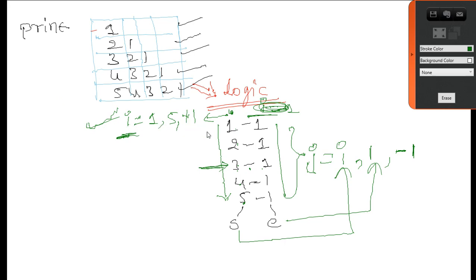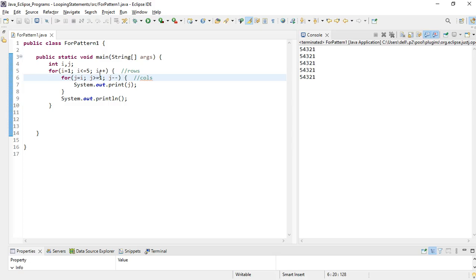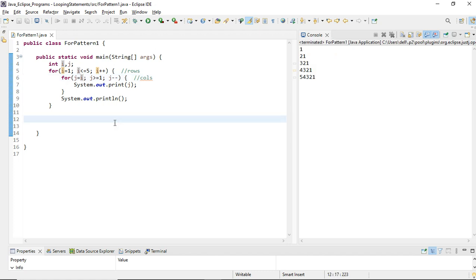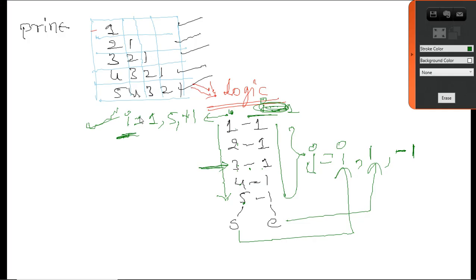i is equal to 1 to 5. Okay, j is equal to i to 1, minus 1. So therefore I write i to 1 minus 1, j minus minus. Now I run the program once again. See, you got the numbers. Is it okay? Right? So this is how we are going to develop the program.